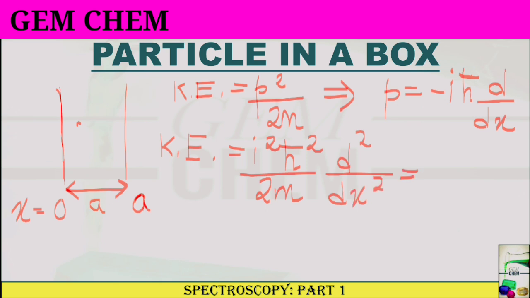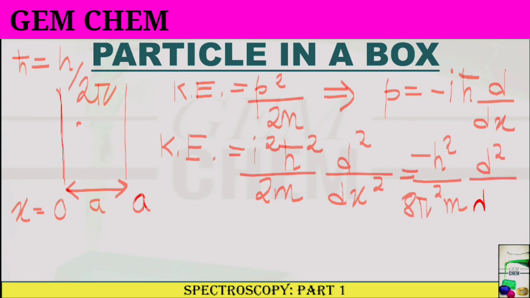This can be further written as, this h cut is actually our h by 2 pi. So we can write h cut equals h by 2 pi, right? Now further it can be written as minus h square by 8 pi square m d square by dx square. So when operated on xi, we will get the energy.